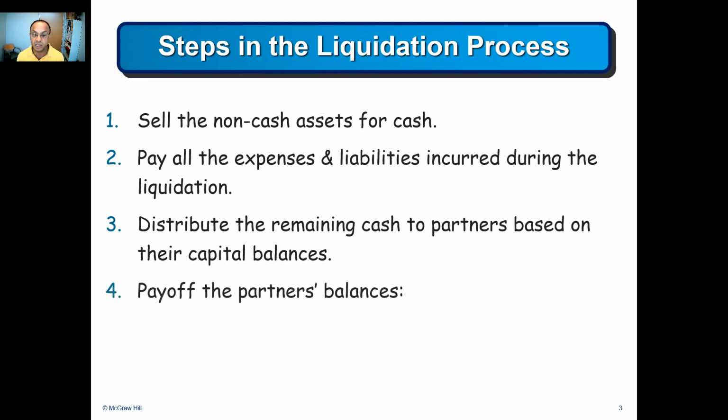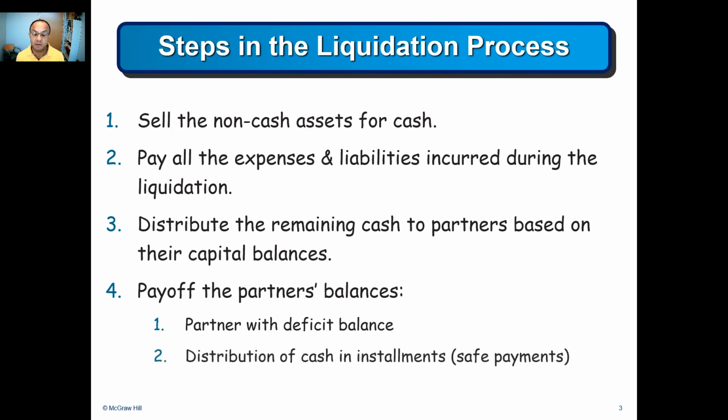And when we pay the partners, we might face some issues. Maybe one of the partners has a deficit balance, which means his capital account is negative. Or some of the liquidation might not happen instantly, so we pay the cash to the partners in installments, which we call safe payments, or we might make it in advance. We call it a pre-distribution plan.